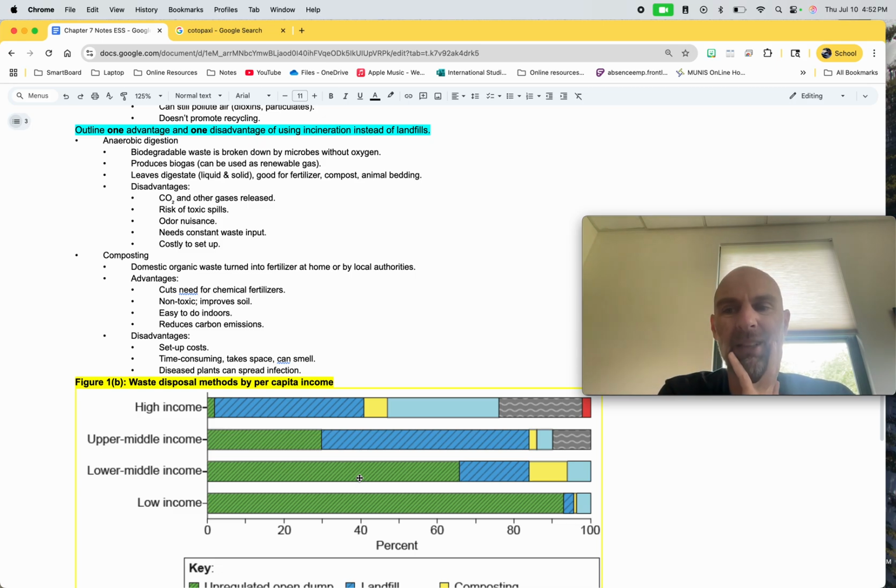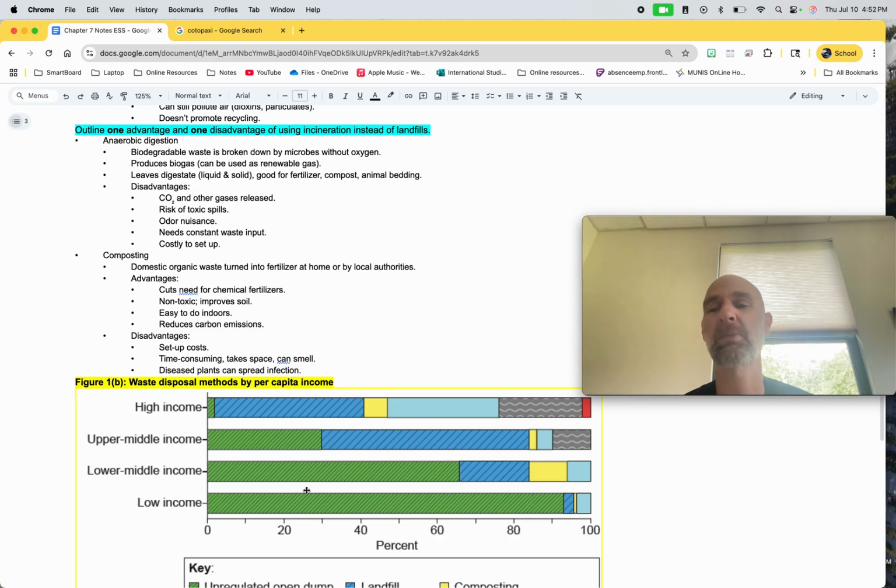Setup cost. I could disagree with that too, because if you just get old pallets and put them together, you could start up a composter. I will say, getting one of those nice compost turning bins, oh man, that's a nice thing to have. Diseased plants can spread infections. Haven't seen this really. Time consuming, takes space, can smell.